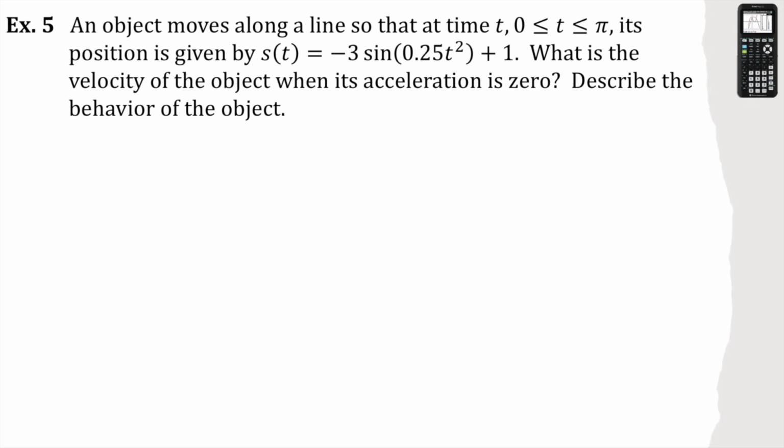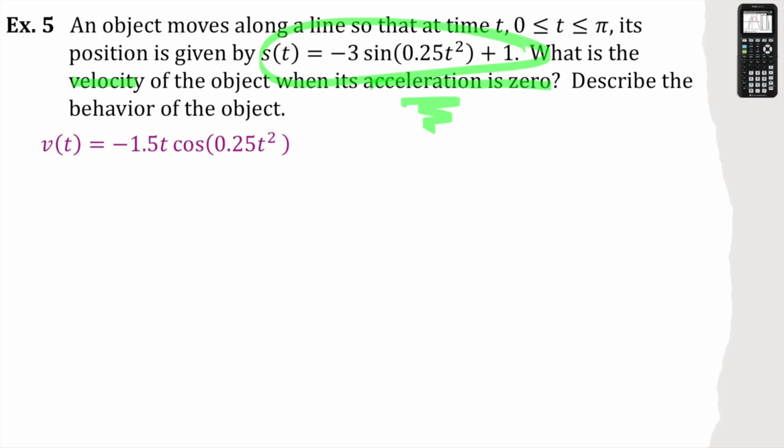Here we have another object moving along a line between time 0 and pi. Its position is given by negative 3 sine of 0.25t squared plus 1. What is the velocity of the object when the acceleration is 0? So we want to know the velocity when the acceleration is 0. First, we'll have to take the derivative of our position function. So you'll have to do that by hand.